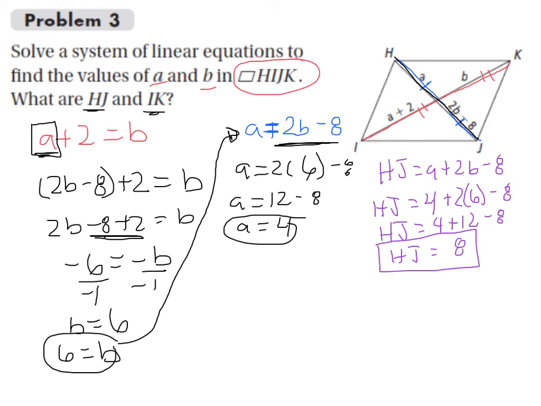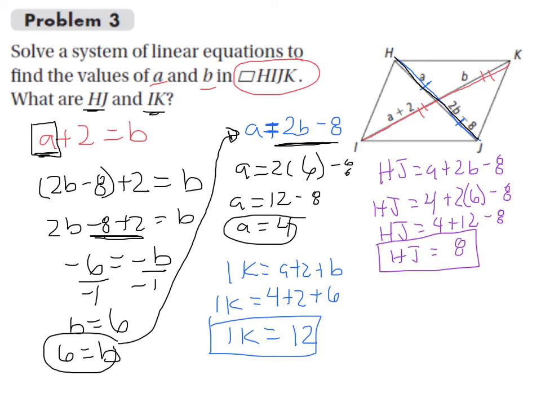So now I do the same process for my ik. Ik is equal to a plus 2 plus b. So in this case, ik is going to be equal to a is 4 plus 2 plus 6, which will be equal to 12. So those would be my 4 different answers here. You have to know what b, a, ik, and hj are.